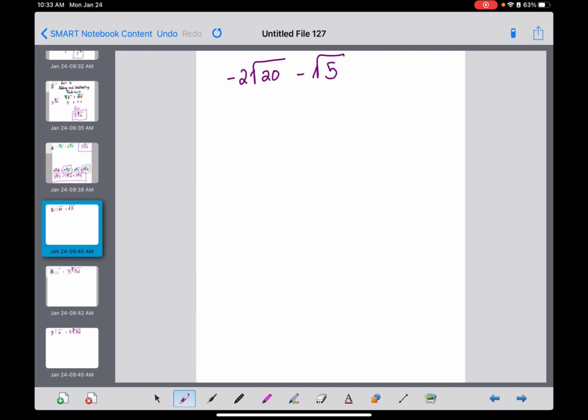Okay, so then what happens if you have something like negative 2 times the square root of 20 minus 5? Now, as you look at this, you look at the index and you look at the radicand, the number underneath the radical symbol. It doesn't look like you can put them together. The index is the same, but what's underneath is different. However, you do need to simplify them.